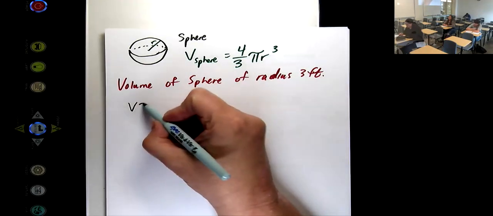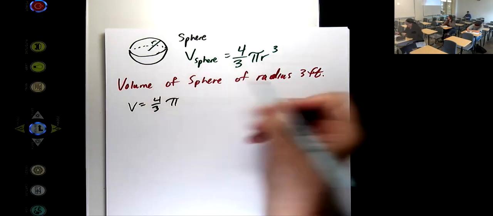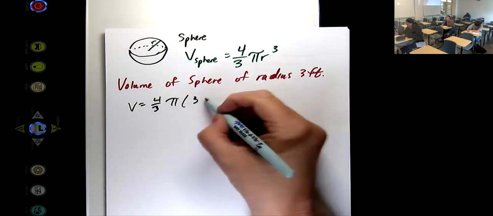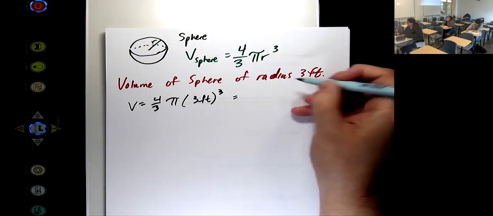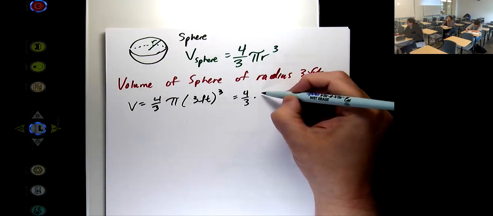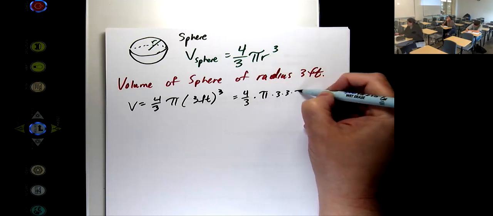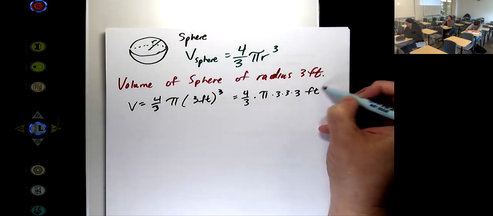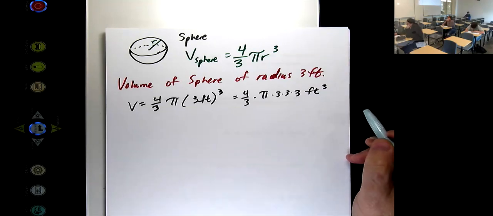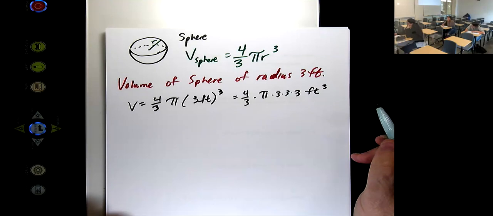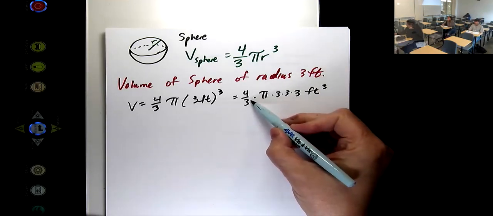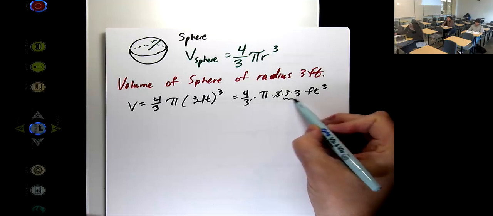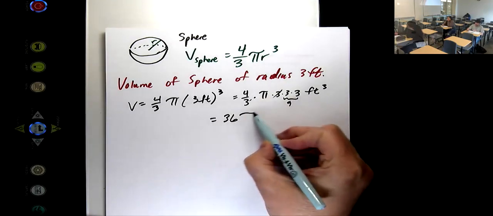So the volume is 4/3 times pi times 3 feet cubed. So this is 4/3 times pi times 3 times 3 times 3. Cubed, if you have a D on the end, it's different from cube. So one of these threes will cancel out. Check that out. And I got 4 times 9. This is 36 pi cubic feet.